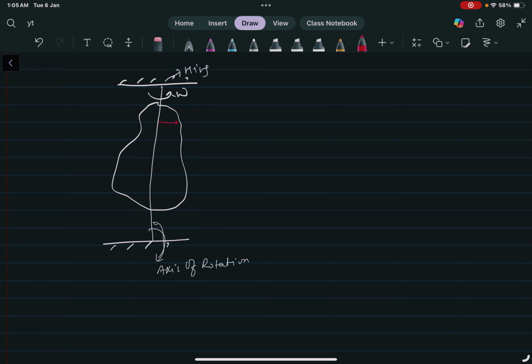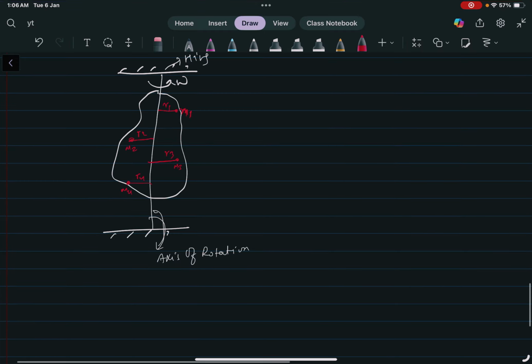Suppose this is the m1 mass and r1 distance, m2 mass and r2 distance, m3 mass and r3 distance, m4 mass and r4 distance. So the whole system has more than one mass. So in this case, what happens?